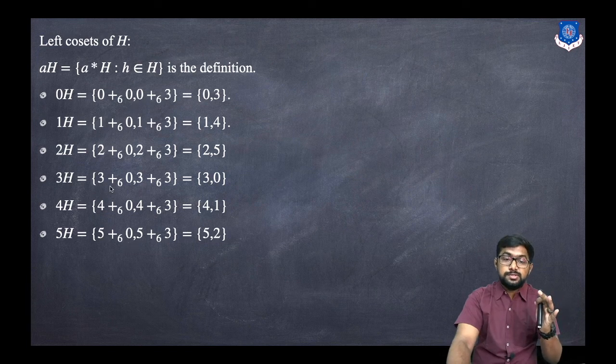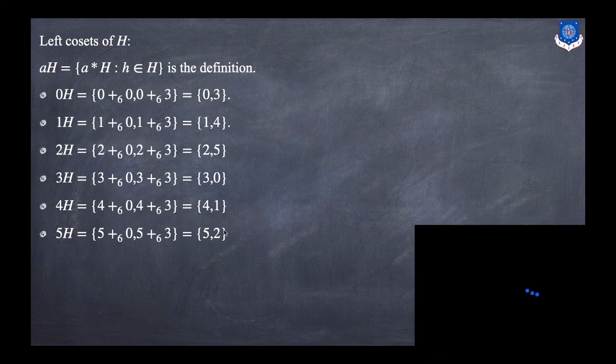Now how to calculate? Suppose we have 3 plus 0 divided by 6, so the remainder is 3. Now 3 plus 3 divided by 6, so the remainder is 0. Consider here 5 plus 0 divided by 6, so the remainder is 5, and 5 plus 3 is 8, divided by 6, so the remainder is 2.